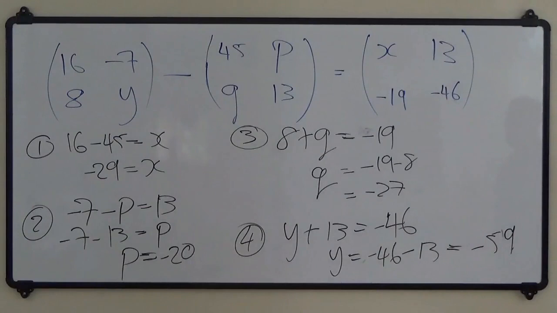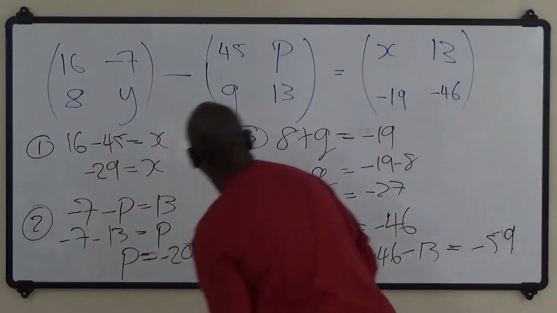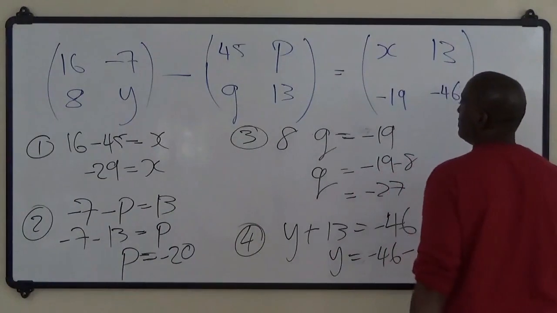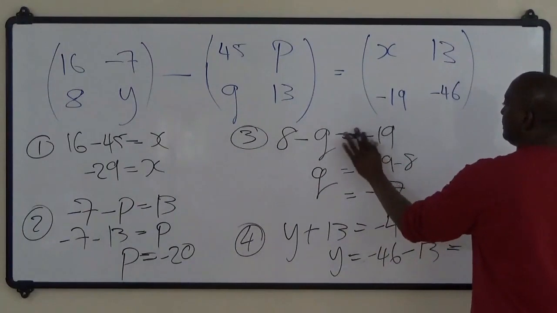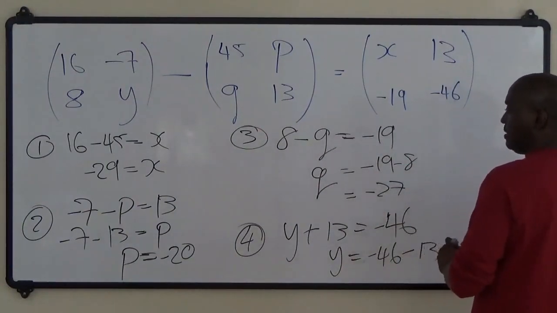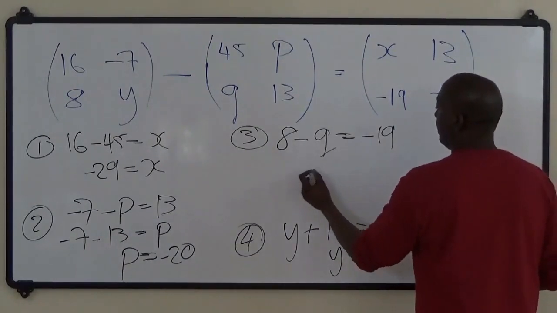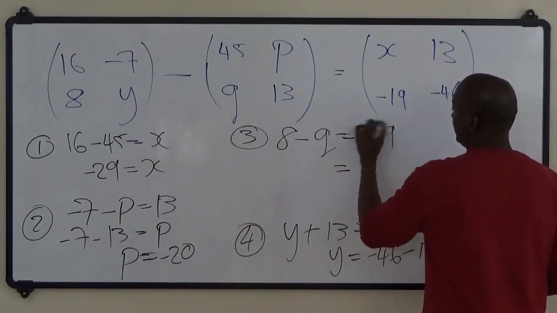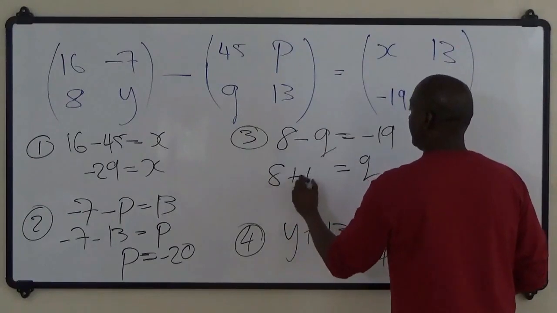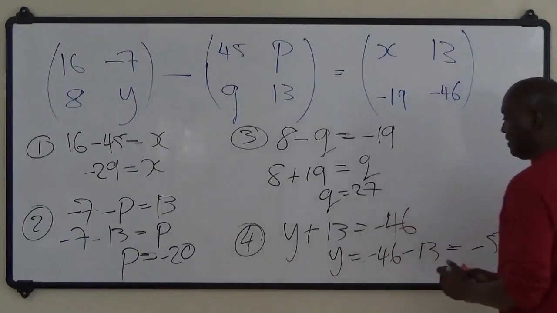All right. Before it was minus 7 plus p. I'm just making sure the arithmetic is correct. Similarly, for number 3, same argument. Instead of 8 plus q, we now have 8 minus q. So 8 minus q is equal to minus 19. So again, we are in a similar situation. We take the minus q and bring it across here, and we take the minus 19 and bring it across here. 8 plus 19. So q is equal to 27.